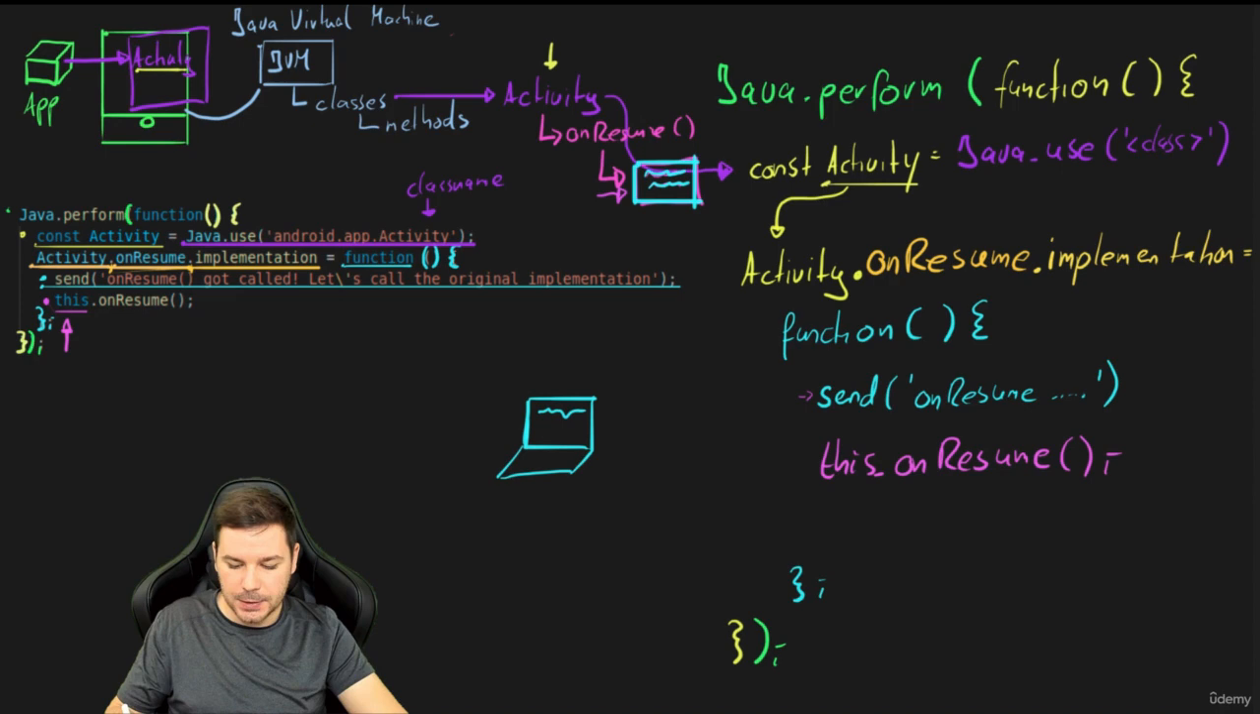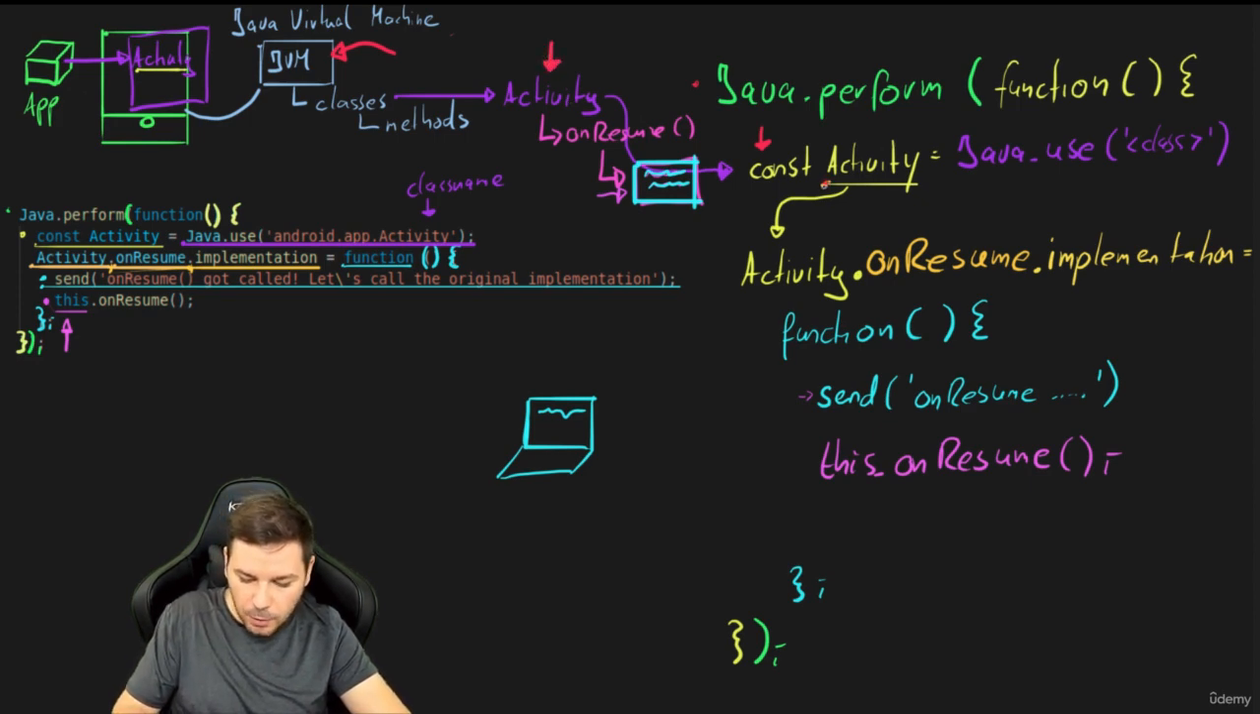So what Frida is doing, we've got java.perform. This means Frida, please hook into this Java Virtual Machine. Now we've got access to all these methods and classes which are stored in there. Then we tell Frida at this line, please get a reference from the activity class and store this in the activity variable over here. Then we are using this activity variable.